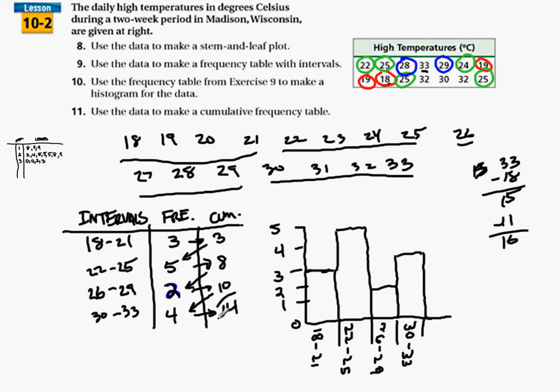So this last number should match how many pieces of data we have in our group. 2, 4, 6, 8, 10, 12, 14. It adds up, so we've done our cumulative frequency table correctly.